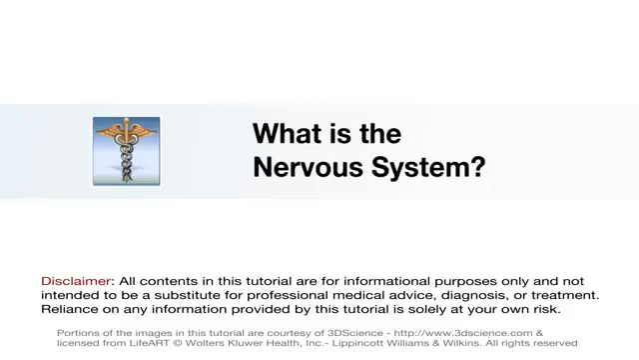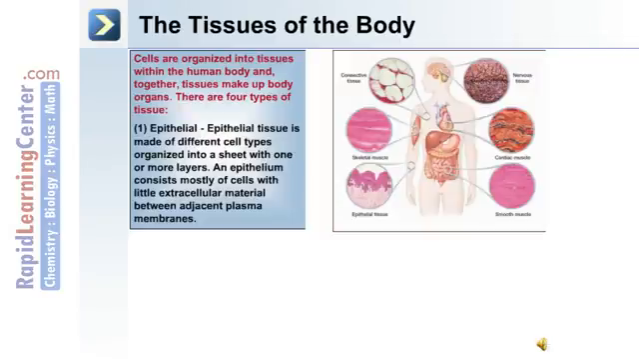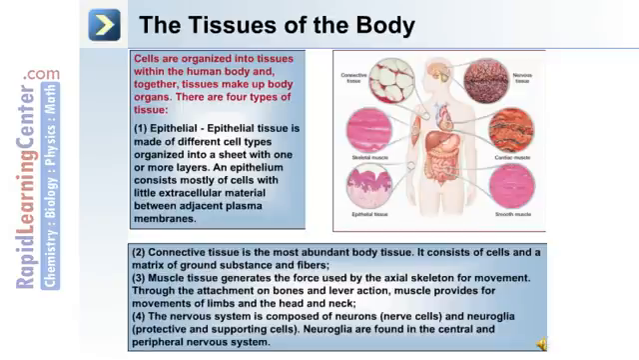Let's begin with an overview of the nervous system. There are four main types of tissue in the human body: epithelial tissue, connective tissue, muscle tissue, and nervous tissue. Epithelial tissue is made up of different cell types that are organized into a sheet. An epithelium consists mostly of cells with little extracellular material between the adjacent plasma membranes.